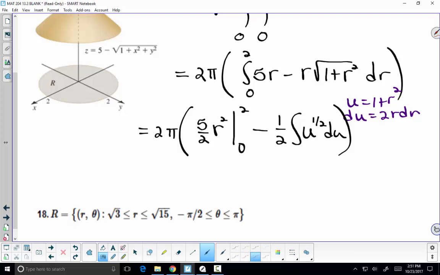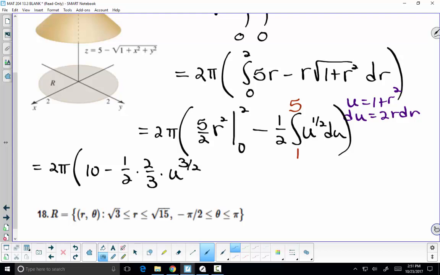If r is 0, u is 1. If r is 2, u is 5. So you can always switch them, or you can always go back to the originals. And there's no best way. It doesn't matter. Your preference. So what do we end up with here? 10 minus 1 half times u to the 3 halves divided by 3 halves. And then those u limits, 1 to 5.